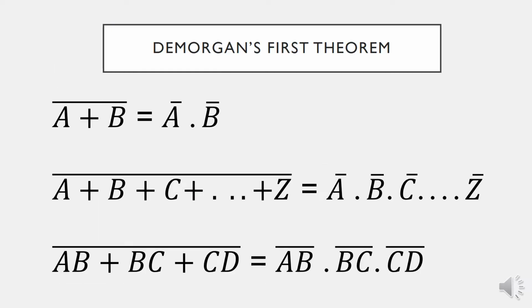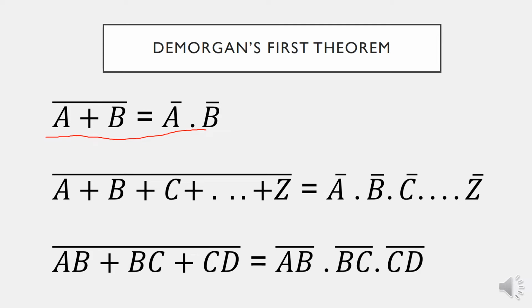DeMorgan's first theorem states that two or more variables which are NORed together is equal to two or more variables that are inverted and ANDed together. Alright, so that's the first DeMorgan theorem definition. However, it's not limited to only two variables. It can also be implemented for unlimited variables.